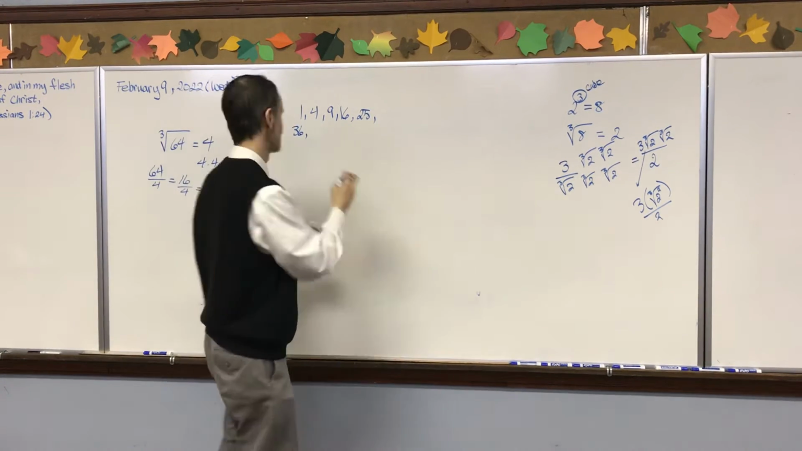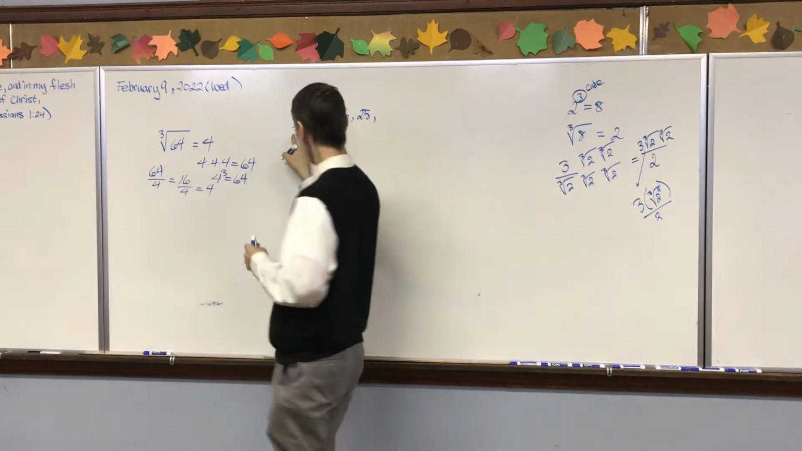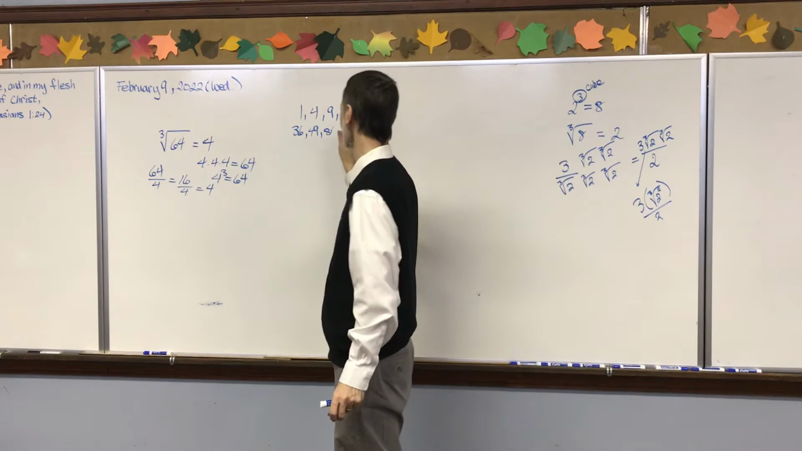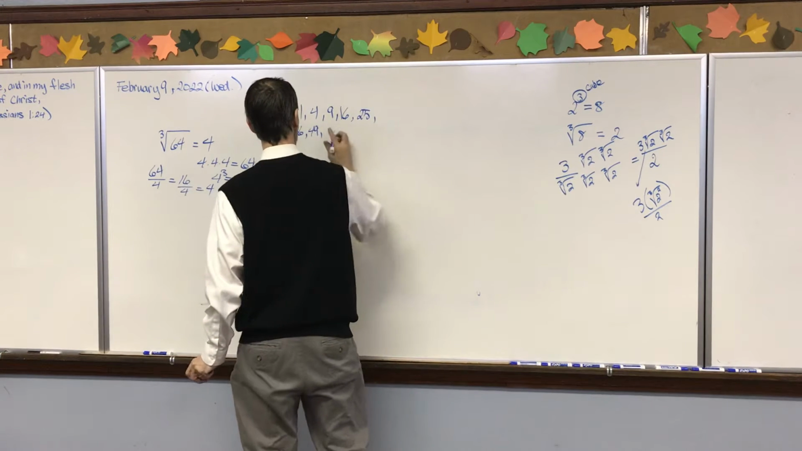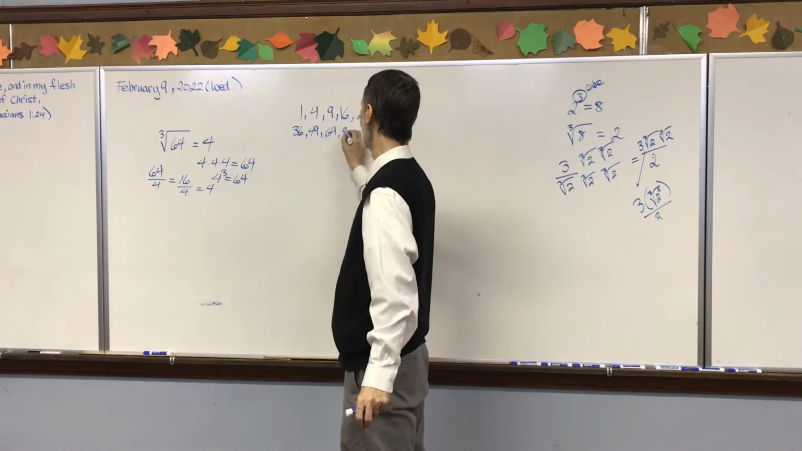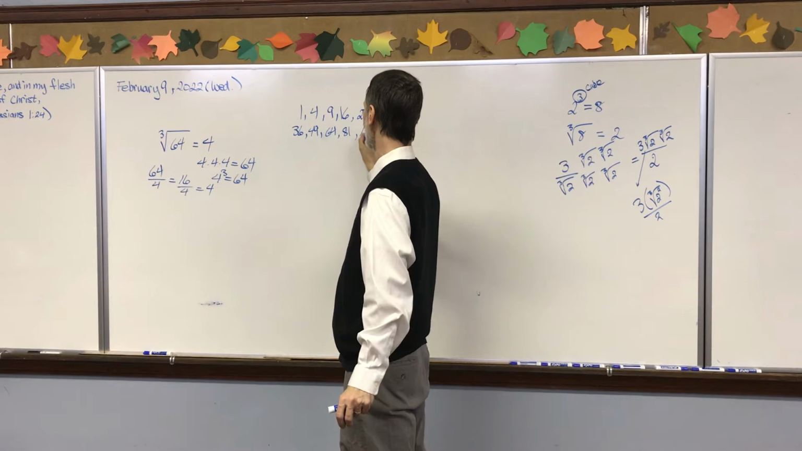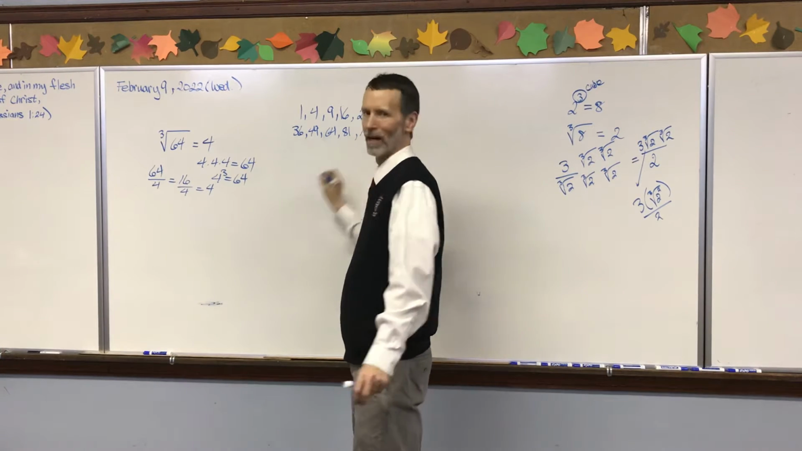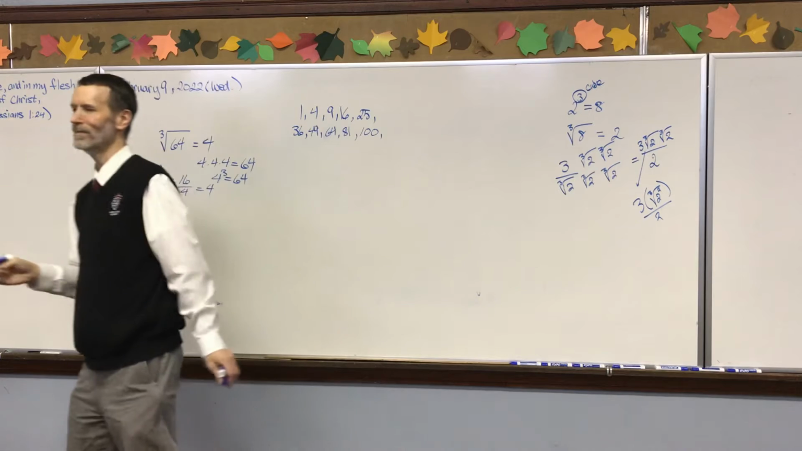49. So 6 times 6, 7 times 7. What's 8 times 8? 64. Keep going. 81, 100, and 121. I missed one. 100.